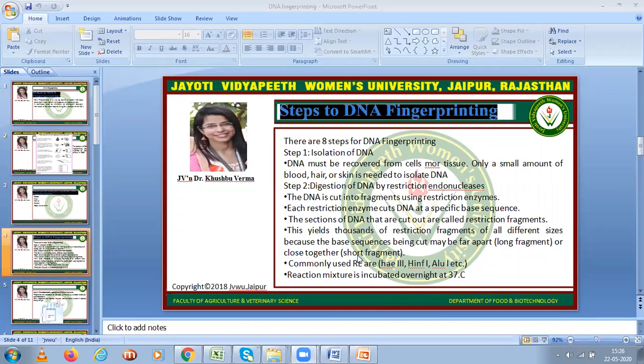The sections of DNA that are cut out are called restriction fragments. This yields thousands of restriction fragments of all different sizes, because the base sequences being cut may be far apart, meaning long fragments, or close together, meaning short fragments. Commonly used restriction endonuclease enzymes are HaeIII, HinfI, AluI, etc. The restriction reaction mixture is incubated overnight at 30 degrees temperature.